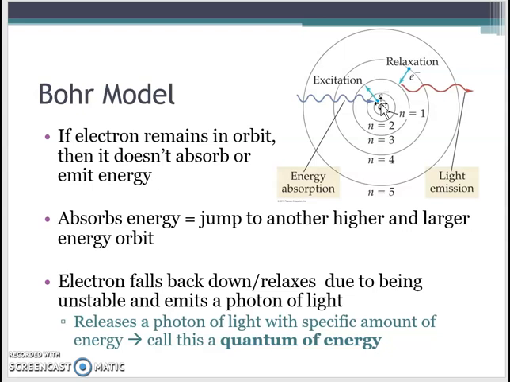Whenever this happens, it will release a photon of light with a specific amount of energy called a quanta, or quantum of energy. The same thing will happen with this electron. So this electron was maybe originally in n equals 3, or the third energy level. It was excited up to the fourth energy level, and it will release a certain wavelength of light whenever it returns back to its ground state.